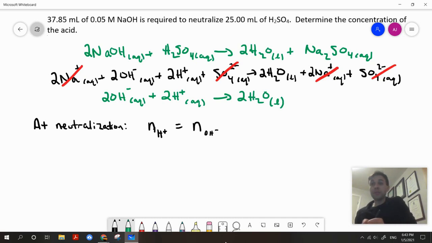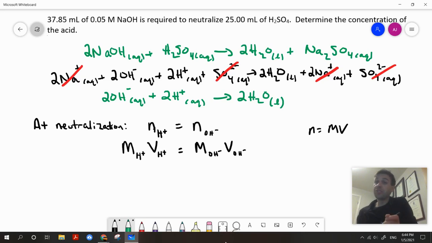My next step is going to be making use of the moles is equal to molarity times volume equation. Moles of hydrogen ions is equal to the concentration of hydrogen ions multiplied by the volume that the hydrogen ions are in. Same with the other side. Now, we can simplify this equation again because the volume that the hydrogen ions are in is just going to be the volume of the acid, because remember, the volume is really the volume of the solution. So it doesn't matter what species we're talking about. That's just the volume that we're dealing with here.